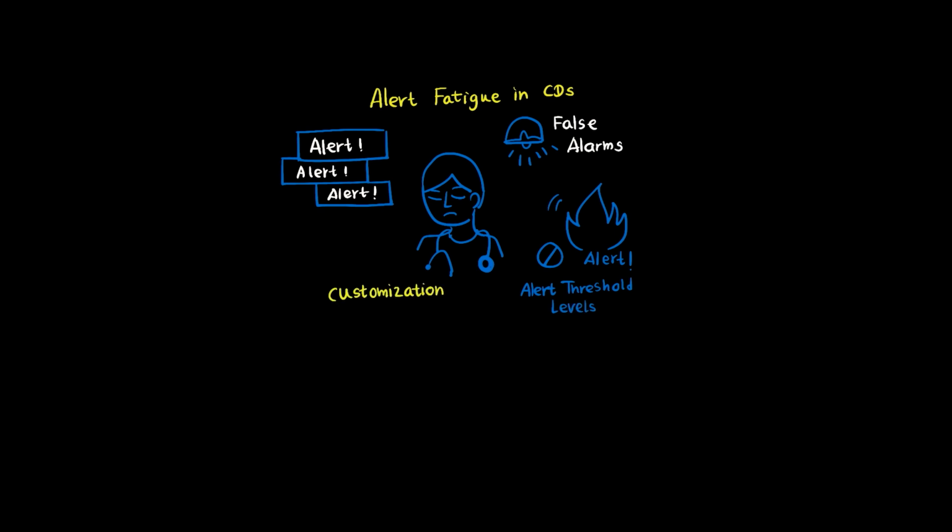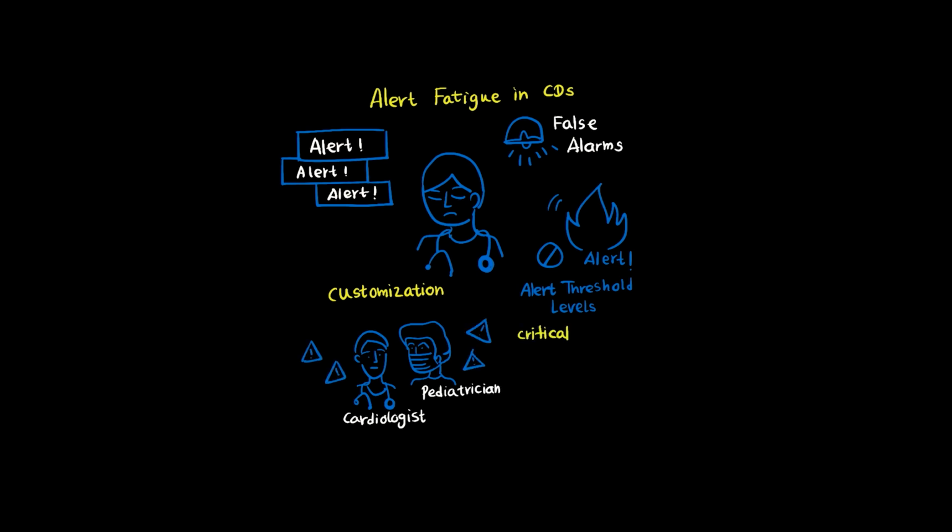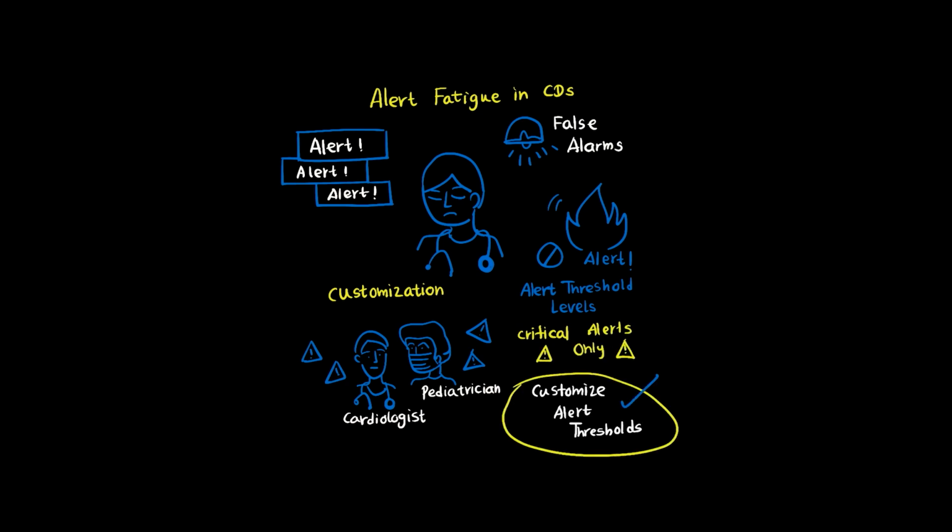But customizing alert thresholds, that's the sweet spot. We can set different levels based on clinical context and provider specialty. A cardiologist needs different alerts than a pediatrician. By showing only clinically significant interactions prominently, we reduce noise while preserving critical safety warnings. Smart customization saves lives.